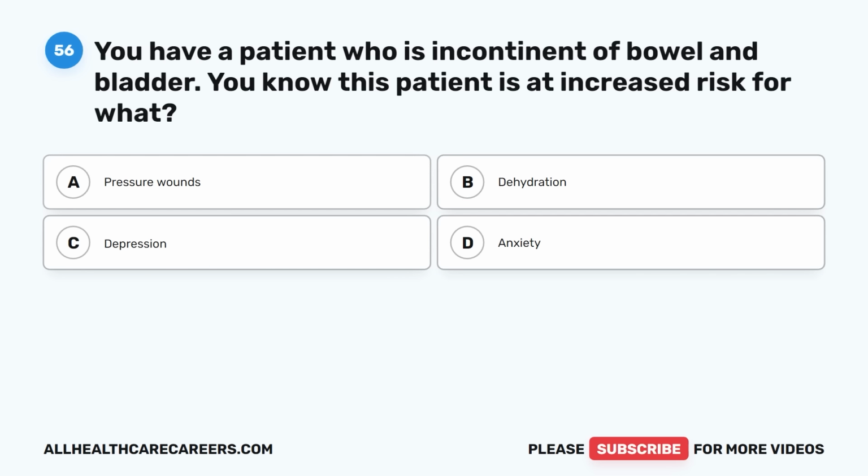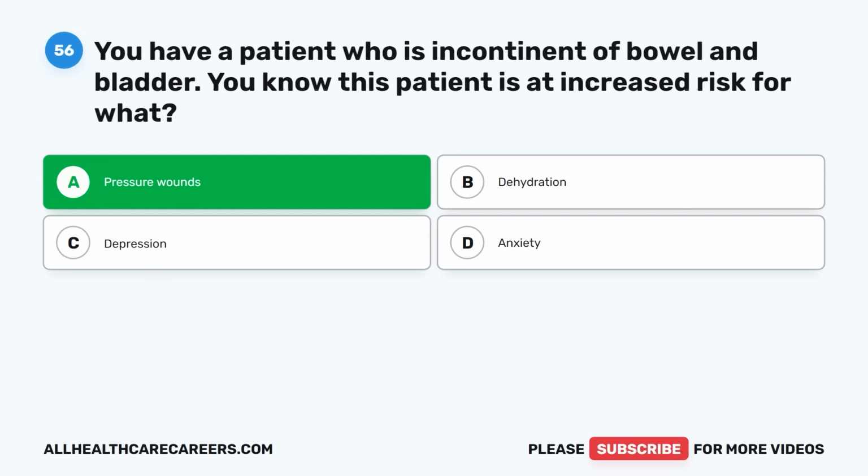Question 56. You have a patient who is incontinent of bowel and bladder. You know this patient is at increased risk for what? A, pressure wounds. B, dehydration. C, depression. D, anxiety. The correct answer is A, pressure wounds.